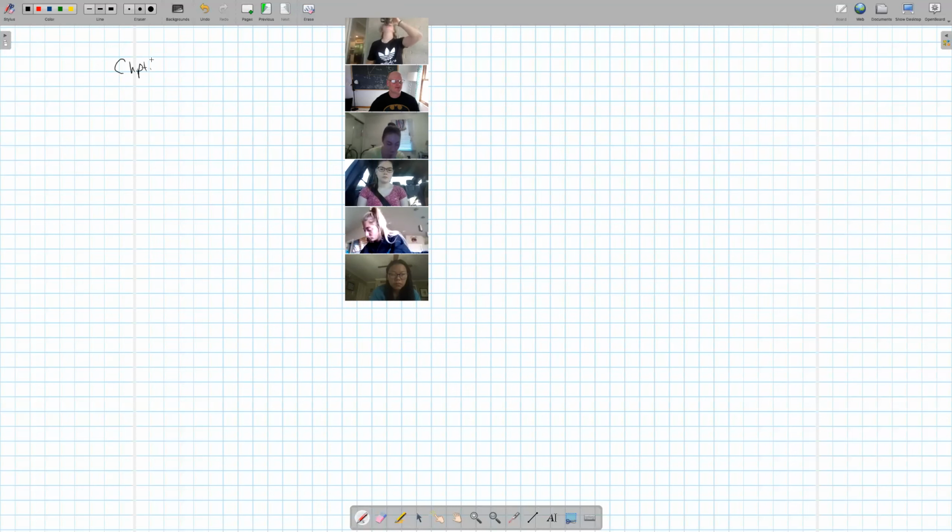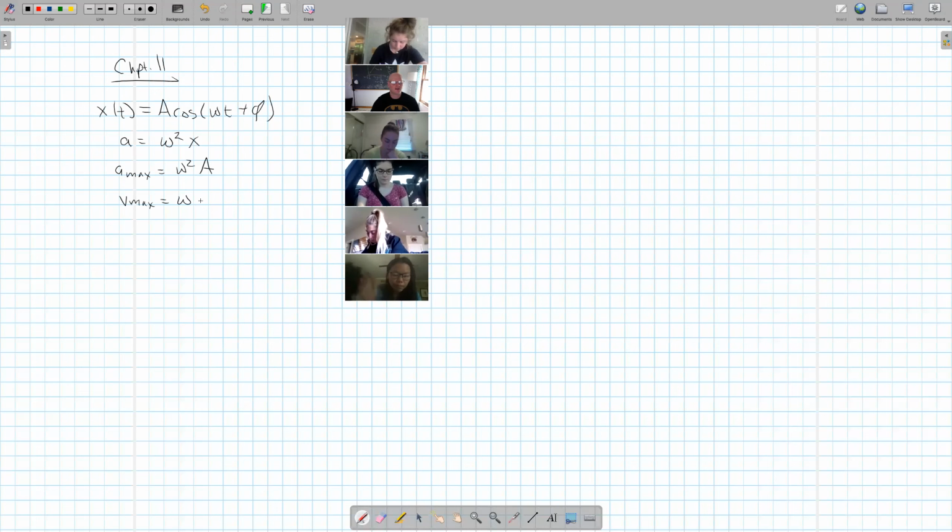So let's talk about chapter 11 first. Chapter 11, we start off with harmonic oscillation. The position of the harmonic oscillator as a function of time is equal to the amplitude times cosine of omega t plus the phase factor. The acceleration is equal to the angular frequency squared times the position, which means that the maximum acceleration is equal to the angular frequency squared times the amplitude. The max velocity is equal to the angular frequency times the amplitude.